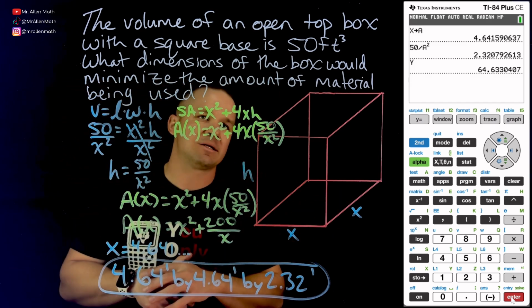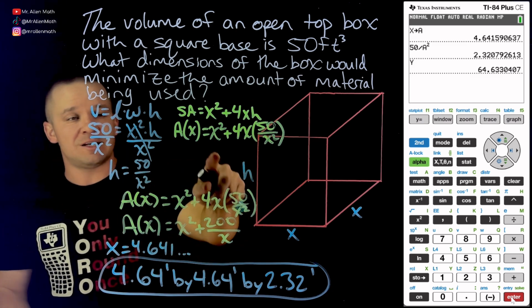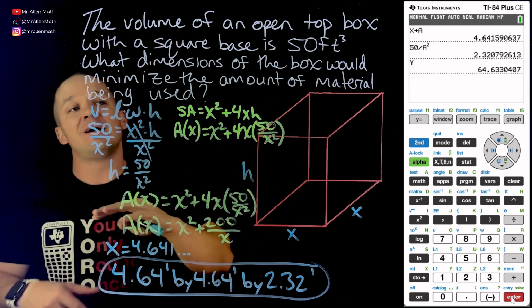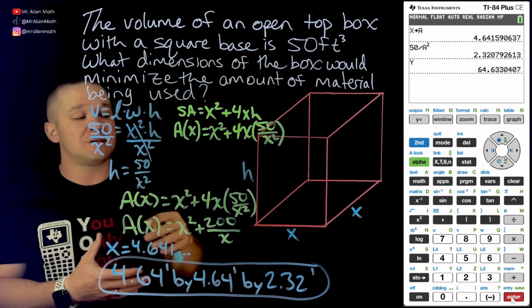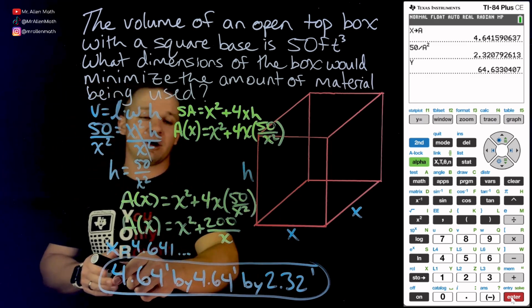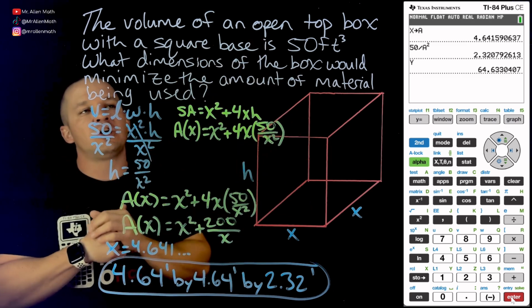If this were a closed top box, the only difference here, guys, is my surface area would be 2x squared. I'd have a top and a bottom. Everything else process-wise would be the same. I would just have to have a different window adjustment and whatnot. All right, so there we go, guys. Boom, dimensions that would minimize the amount of material used while having 50 cubic feet for my volume.